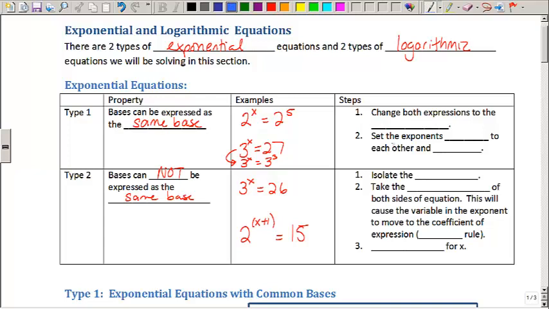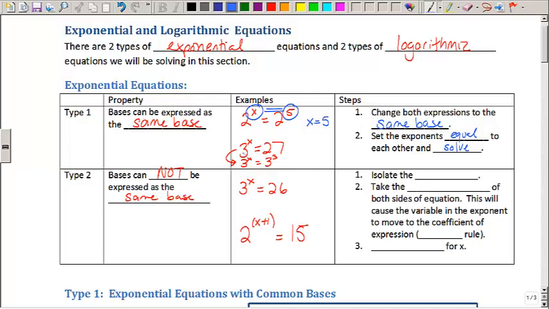For type 1, where the bases are the same, the first step is to change both expressions to be the same base. Sometimes you'll have to just change one side, sometimes you may have to change both sides, or sometimes they may already be the same base. But that's step 1. Step 2 says set the exponents equal to each other and solve. For our very simple example here, 2 to the x equals 2 to the 5. Well, if my bases are the same, then my exponents must also be the same. So the answer to the first example is x equals 5.